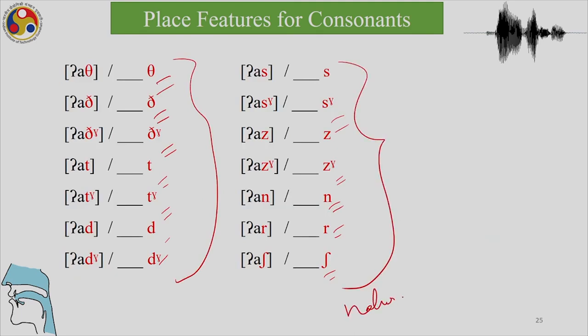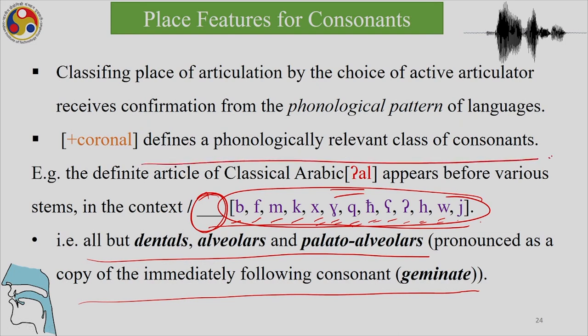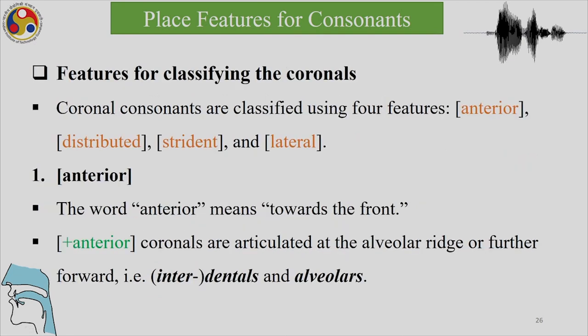So the whole purpose of doing feature theory is that instead of putting down an inventory of sounds, you have to capture the generalization of why a process targets all these sounds. And it seems that it's not random, because the sounds belong to a phonologically relevant class of consonants, and that phonological relevance comes from feature theory. So coronal consonants are classified using four features: anterior, distributed, strident, and lateral. We saw a bit of this in the previous lecture also.